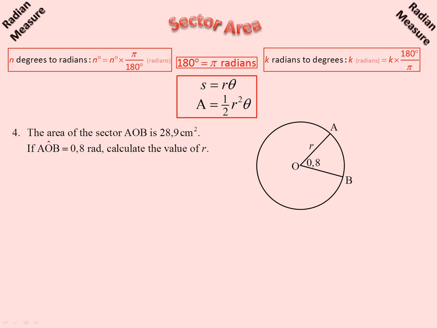So now we're given the area of a sector. There's the formula for the area of a sector. Calculate the value of r. Straight substitution. We have 0.8 is theta. We have 28.9 is your A. So we can substitute into the equation. And we're going to solve for r.